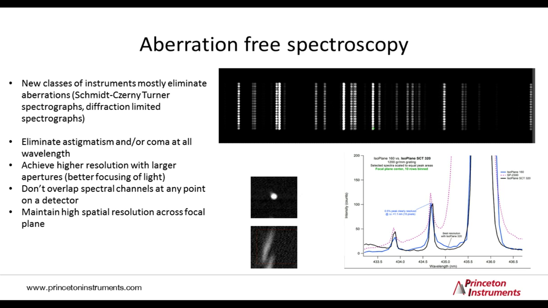And here one sees a fiber bundle image produced by a Schmidt-Czerny-Turner spectrograph that produces the images of a fiber bundle nicely across the whole focal plane. These systems can eliminate astigmatism and/or coma at all wavelengths, so one can achieve higher resolution while maintaining light throughput. So the effective signal-to-noise of your signal can be increased that way.